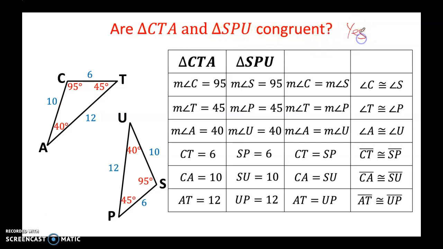Now, are triangle CTA and triangle SPU congruent? Yes. Why? Because the corresponding three angles are congruent and the corresponding three sides are congruent. So again, C corresponds to S, T corresponds to P, and A corresponds to U.